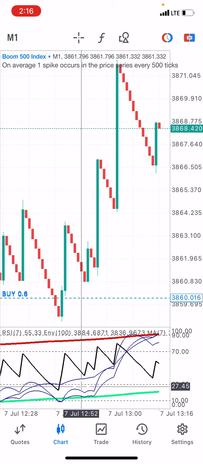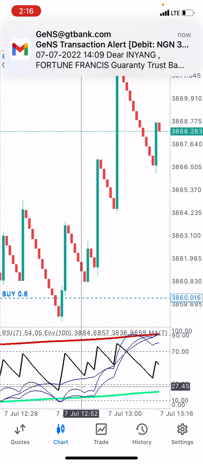You want to be buying. It's very important that you note this. You don't want to be selling to catch spikes on boom. You only sell to catch spikes on crash. If you want to catch crash spikes, you want to be selling. But if you want to catch spikes on boom, you want to be buying, guys.